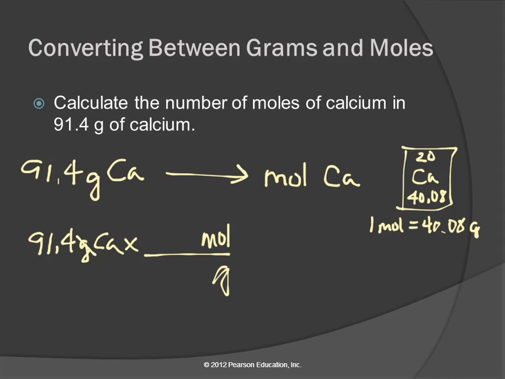It's always 1 mole is how many grams? 40.08 grams. So 91.4 divided by 40.08. And this should have 3 significant figures, so 2.28 moles of calcium. Any questions?